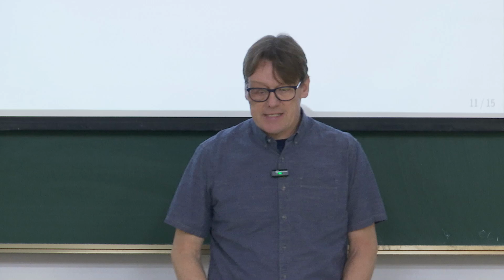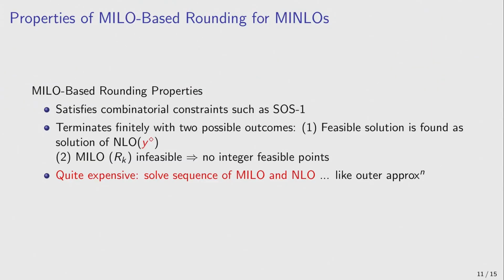And so it terminates. There are two possible outcomes. One is that you find a feasible solution, and that's great. You found your potential incumbent that you can now use to prune other parts of the node in your branch and bound search. Or it terminates by saying this problem is infeasible. And so then, under certain conditions, you can say that there are no integer feasible points.